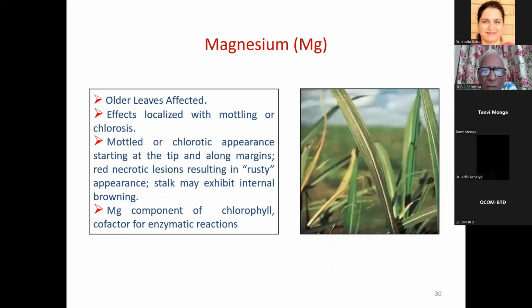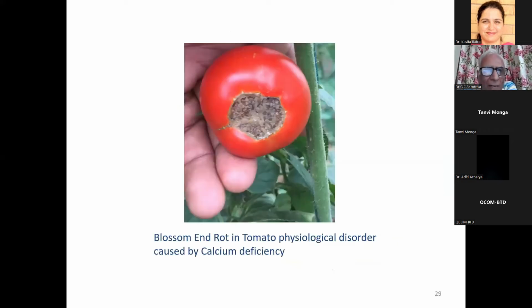Next, please. This is also because of the calcium deficiency. It is not identified as a disease, but it's a physiological disorder caused by calcium deficiency, known as blossom end rot. So tomato ends rot like this because of the calcium deficiency, and we need not misunderstand it as any pathological disease, and we have to correct our soils with calcium application. Next, please.